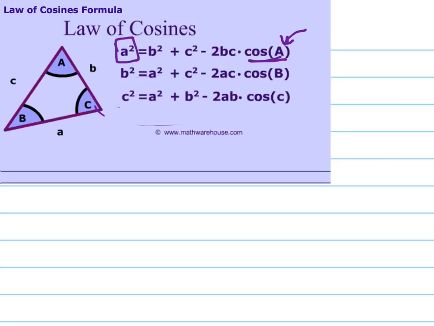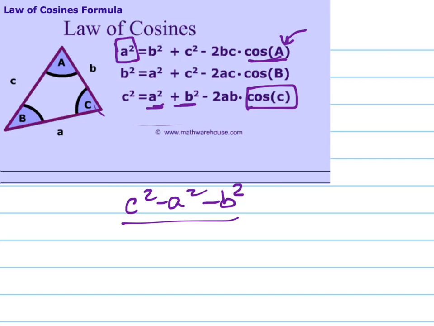Let's say, for instance, we want to find the angle C. We could rewrite this, solving it for that. So let me do that right here. Now it's going to be C squared. I'm going to subtract A squared. I'm going to subtract B squared. And then I'm going to divide by negative 2AB. And that's going to equal the cosine of C.